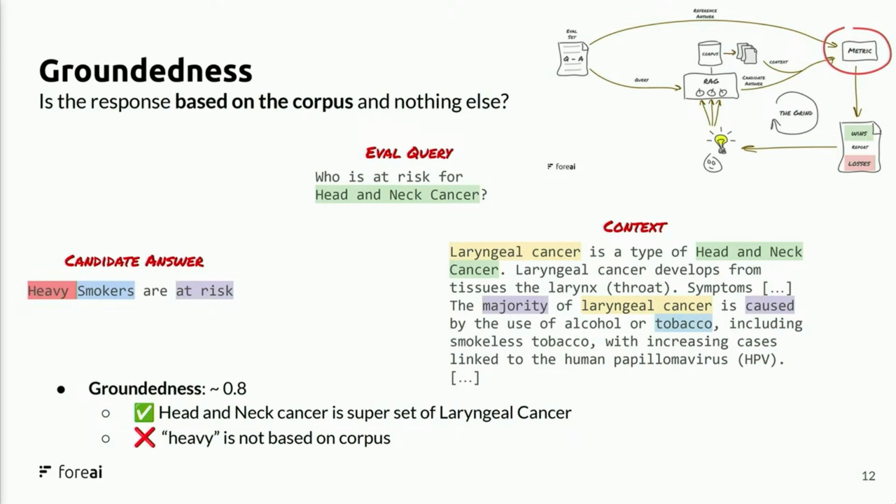So what's going on here? The context states that laryngeal cancer is a type of head and neck cancer, and that the main risk factor, or one of them, is tobacco. So the answer, heavy smokers are at risk for head and neck cancer, is actually true, even though it's not written one-to-one here. It talks about laryngeal cancer, not head and neck cancer, but that is still consistent with that answer. However, it doesn't mention heavy smokers. It just talks about the use of alcohol and tobacco. So even though heavy may intuitively be the right thing to think about, it's not actually grounded in this corpus that we're looking at. So it's very important that these metrics measure these nuances.